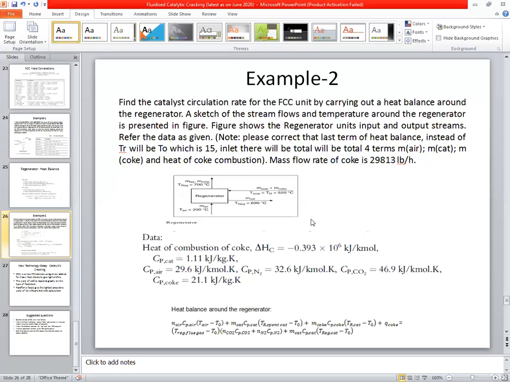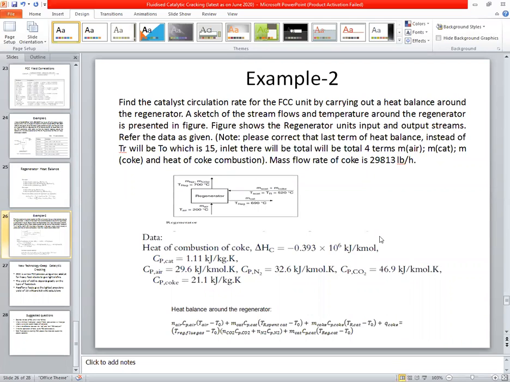Now tell me, what is the molar flow rate of coke? 1126. Very good. 1126.93, actually I got; you may correct it. What will be the unit? Kilomole per hour. Very good. Until this it is clear.